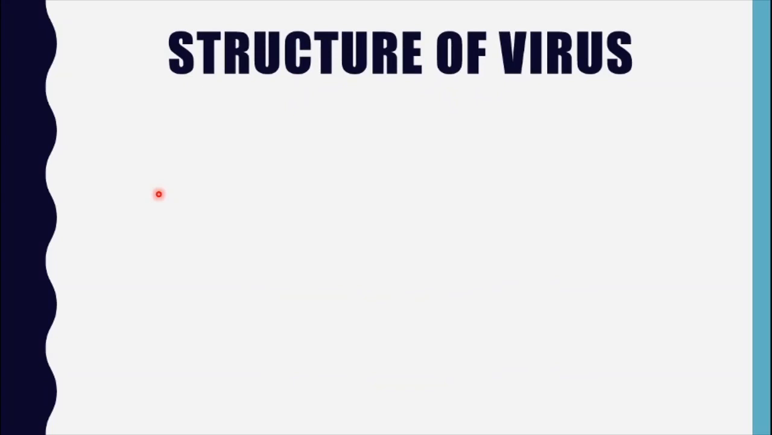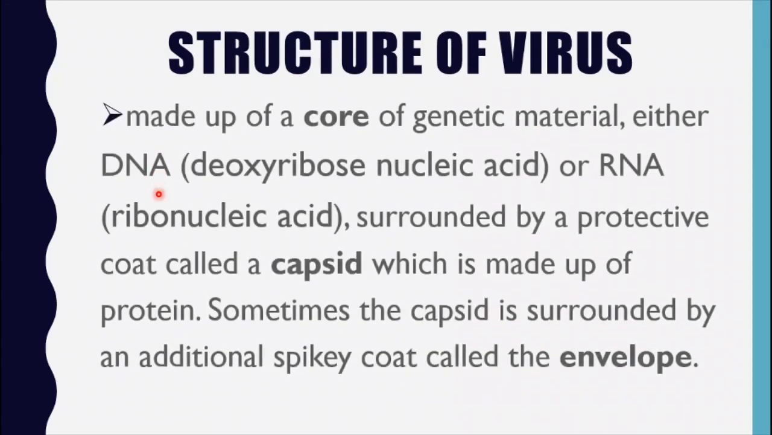So what is the structure of the virus? The virus contains the core, capsid, and envelope. The core has the genetic material. It can be DNA or RNA. DNA stands for deoxyribonucleic acid, and RNA is ribonucleic acid.